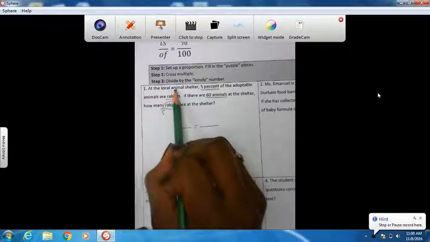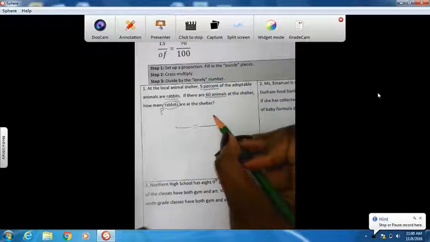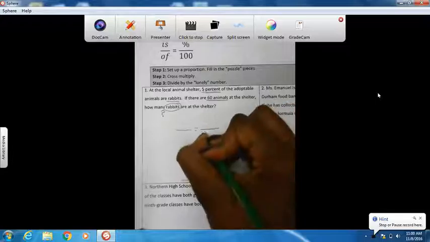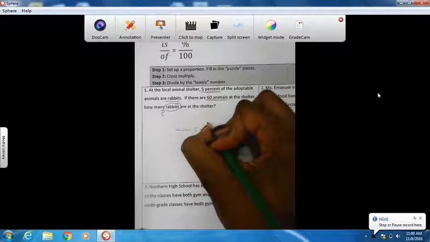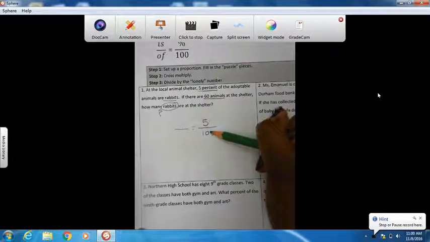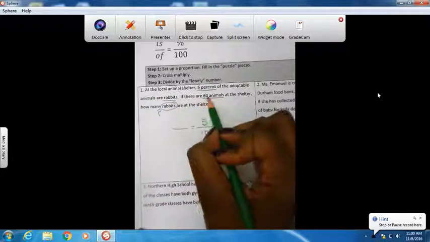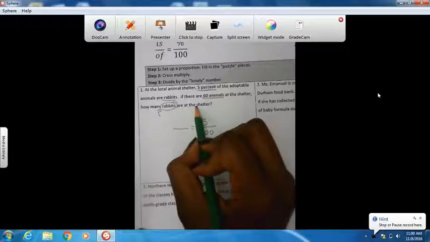At the local animal shelter, 5%. Well, I know for sure that I can go ahead and insert the 5%. One of my denominators is always going to be 100, and that is the one associated with the percent. This says 5%. So 5% of the adoptable animals are rabbits. If there are 60 animals at the shelter, how many rabbits are at the shelter?